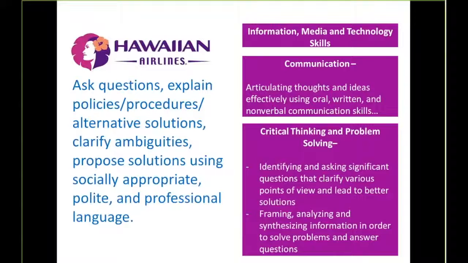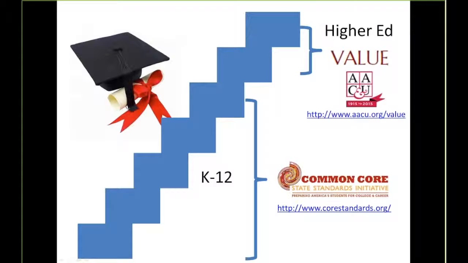I'll give you another example. In the internship project, one outcome is for students to ask questions and explain policies, procedures, and alternative solutions. This is what we just saw. This is aligned with the 21st century skills in terms of information, media and technology skills, specifically related to education and critical thinking and problem solving. For the folks in K-12, you probably really want to take a look at the Common Core standards.